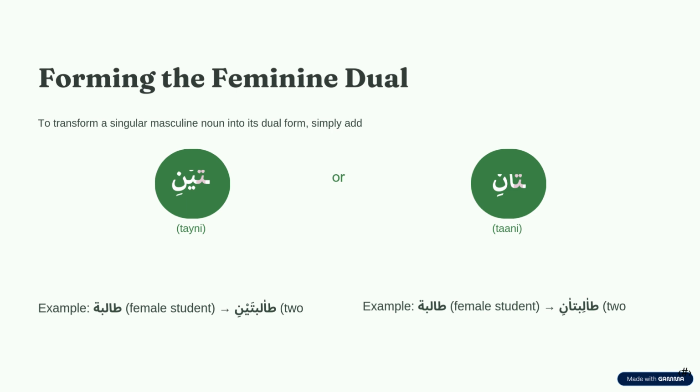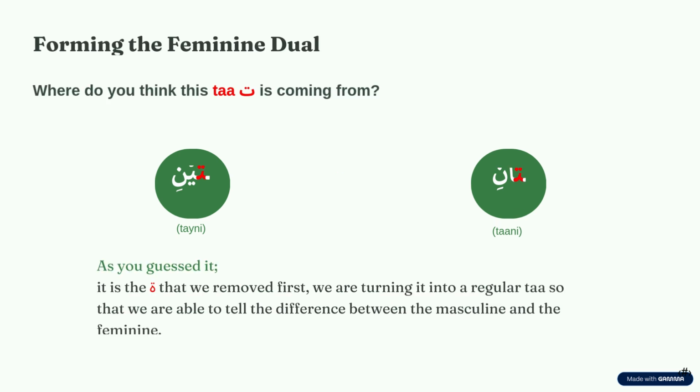Besides that, now we notice this extra ta, tani and taini. But why ta? What do you think? Where do you think this ta is coming from? We agree that we are now talking about feminine words, the ones that end in ta marbuta, that we decided that step 1 is cutting the ta marbuta. But now, how can we tell if it's feminine or masculine if we cut the ta marbuta completely, right?